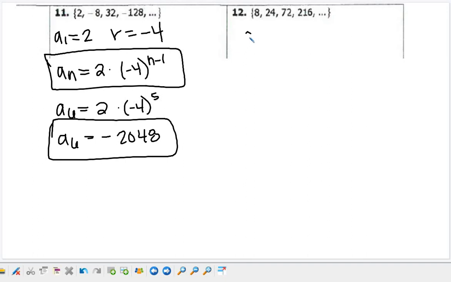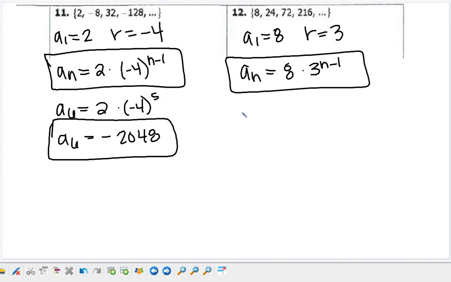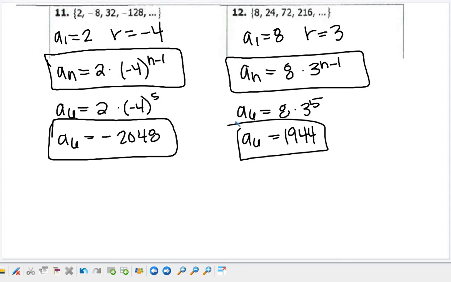Number 12, my first term is 8. My common ratio, 3. I'm multiplying by 3. So a sub n is equal to the first term times the common ratio to the n minus 1. So my sixth term would be 8 times 3 to the 5th. So the sixth term, so again 3 to the 5th times 8, 1944. Very good.